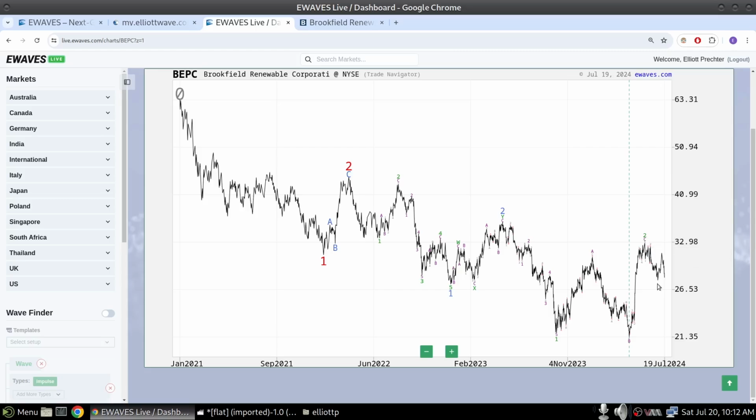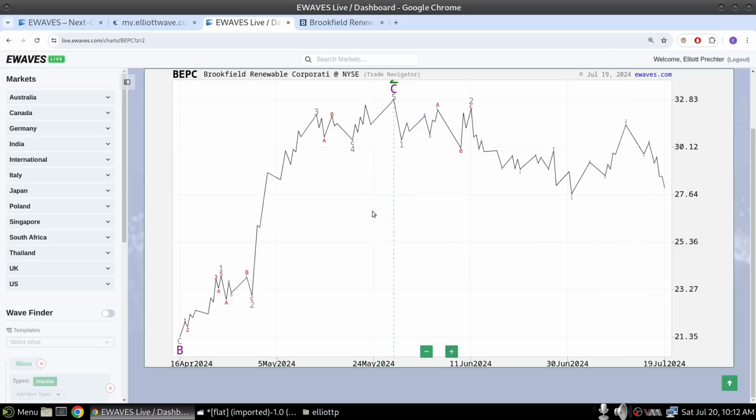My guess is, you can't see it at this zoom level, but this is probably going to be a 1, 2, 1, working some kind of a third wave here to the downside. So let's go ahead and click the zoom button to zoom in. Okay, and you can actually see this C of the flat here, 1, 2, 3, 4, 5. Very aggressive, powerful move up.